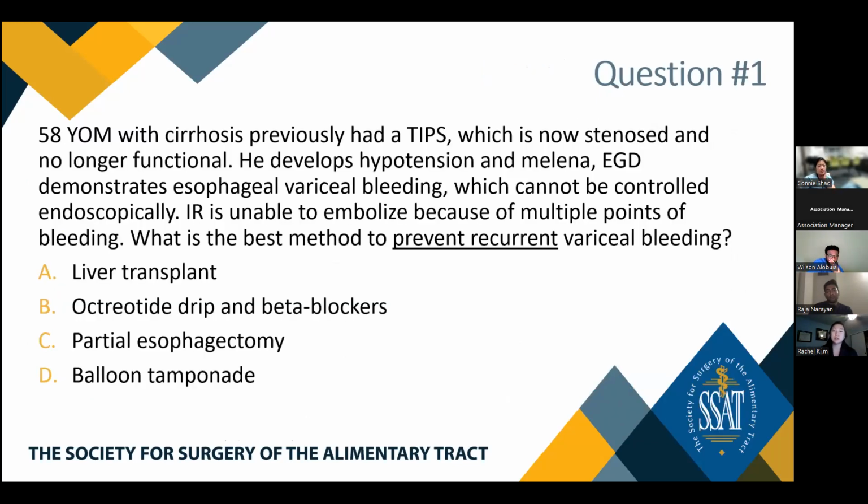So going to our first poll question, we have a 58-year-old male with cirrhosis who previously had a TIPS, but the TIPS is now stenosed and no longer functional. He develops hypotension and melena, and EGD demonstrates esophageal variceal bleeding, which cannot be controlled endoscopically. IR is unable to embolize because of multiple points of bleeding. So what is the best method to prevent recurrent variceal bleeding? This will fall under question 1 for the polls.